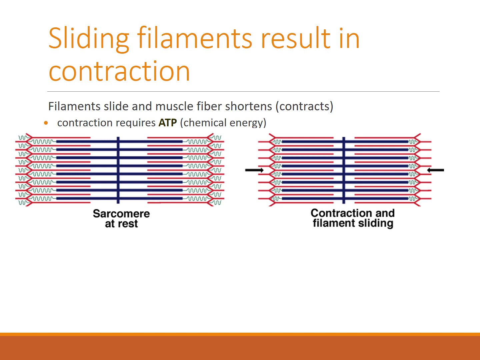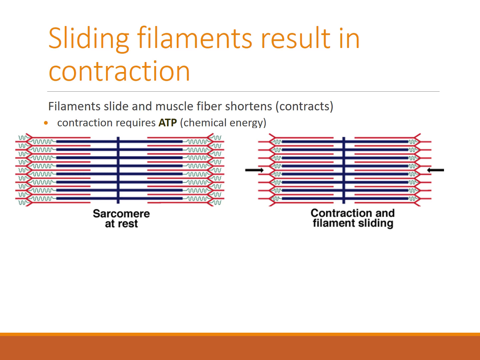So sliding filaments is what results in contraction. The thin filaments move in toward the thick. You can see the sarcomere at rest, you have that open area in the middle where you only have thick filaments. But when the sarcomere contracts, like on the right, you can see the thin filaments have been pulled in toward the middle. The thick filaments are going to pull on the thin filaments.